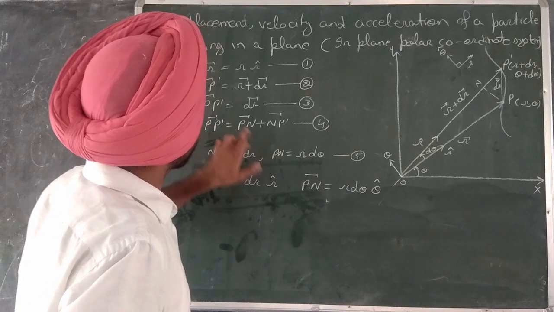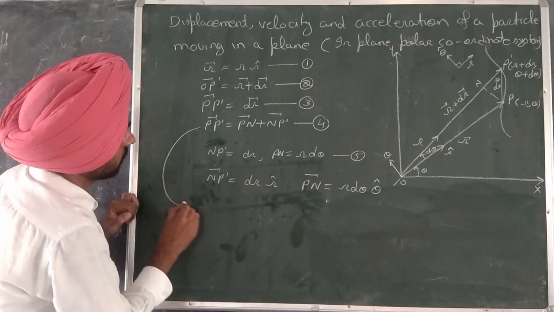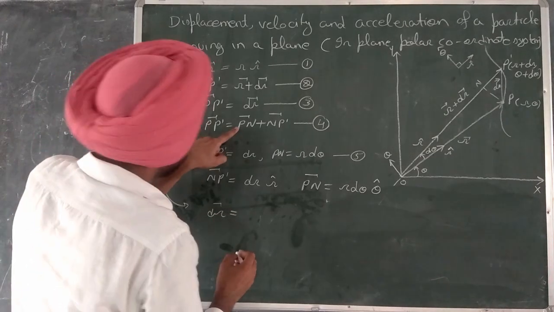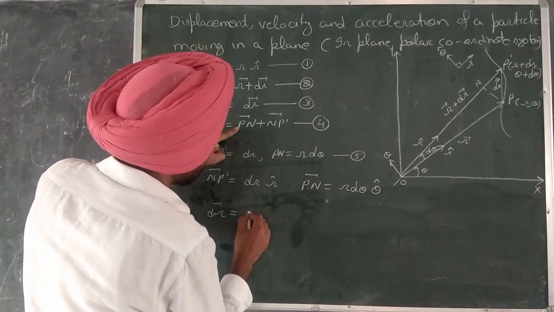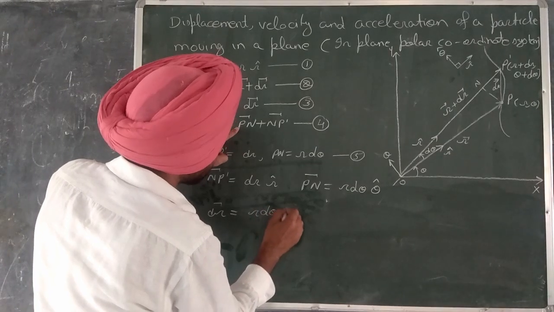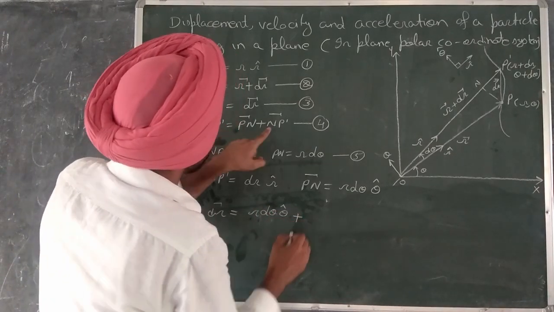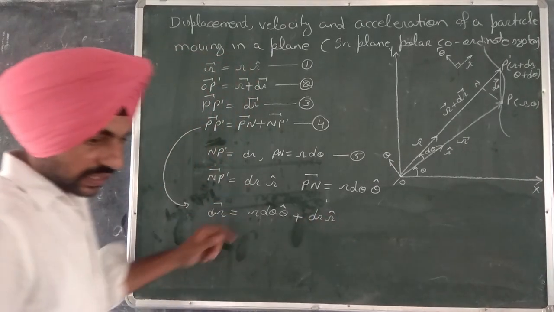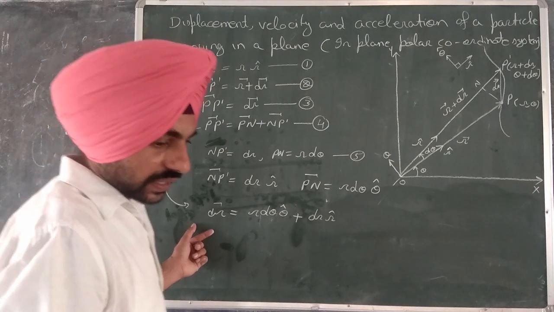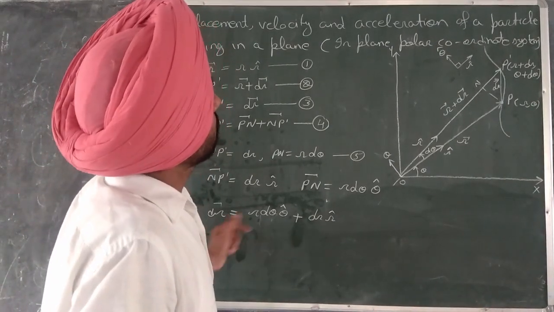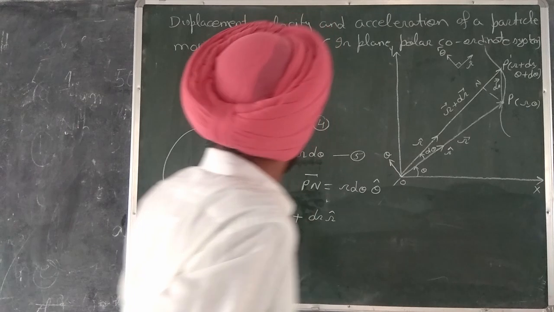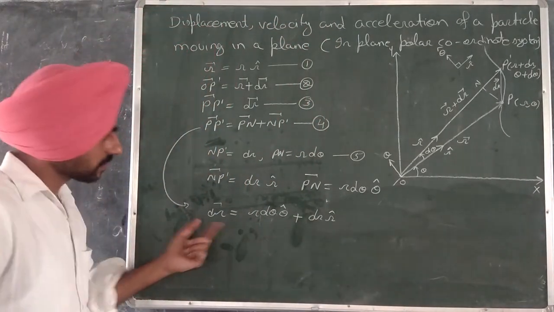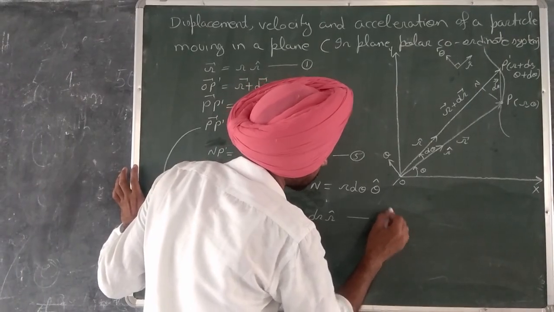Now using these expressions in equation 4, we have the vector dr equal to PN, vector PN is r dθ θ cap, plus NP' is dr r cap. So this is the displacement of the particle in the plane polar coordinate system, in a plane. Now, another way to find a similar expression, that is equation number 6.